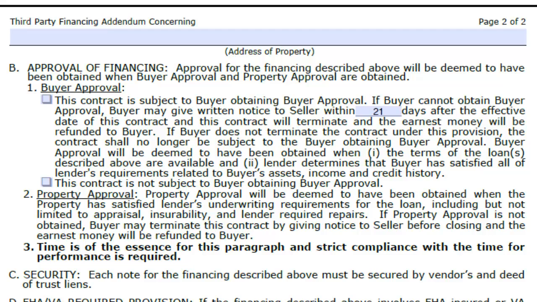Okay? Buyer may terminate this contract by giving notice to the seller before closing. This is the key right here. This is the surprising part I mentioned. The deadline for this is closing, all right? A lot of people will think once they pass that 21-day deadline, if that appraisal comes in after 21 days and it doesn't come in high enough, sometimes the seller will think that they just got out scot-free and now the buyer's going to have to buy that house one way or the other, and that's just not the case because this protects the buyer all the way to closing.